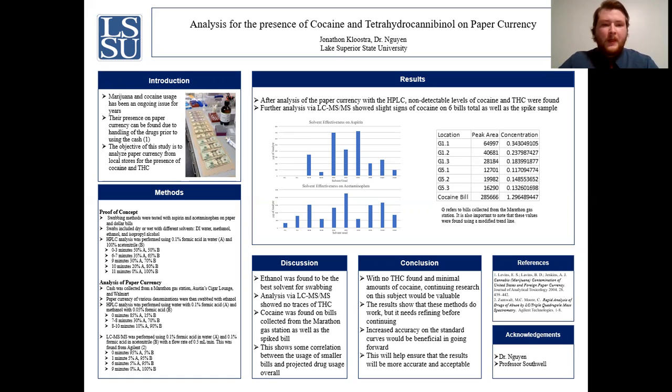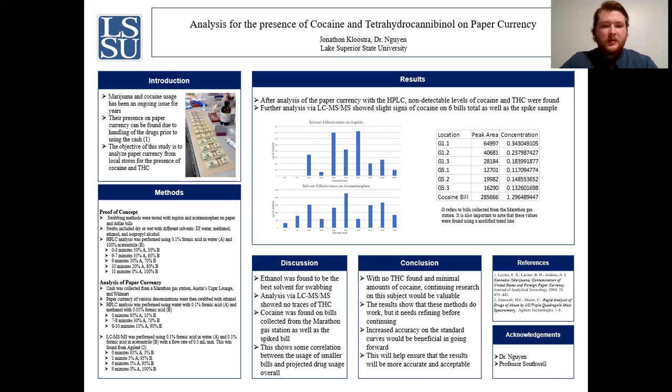So to start off, marijuana and cocaine usage has been an ongoing issue for years now in the United States. Their presence on paper currency can be found due to the usage of drugs and handling them before using the paper currency. So the objective of this study was to collect bills from the local area and analyze them for the presence of cocaine and THC.